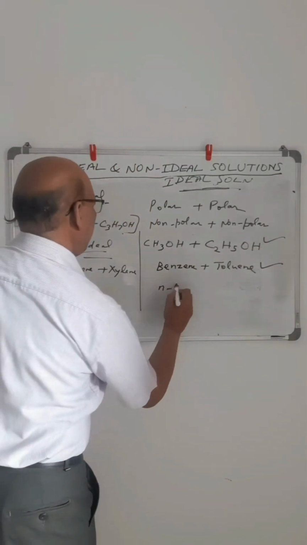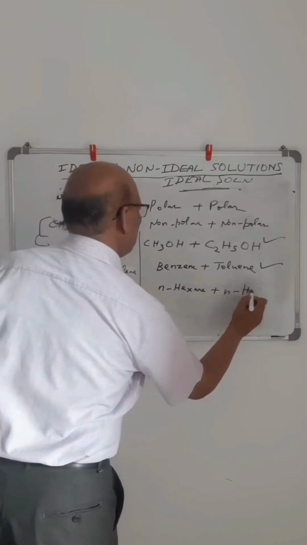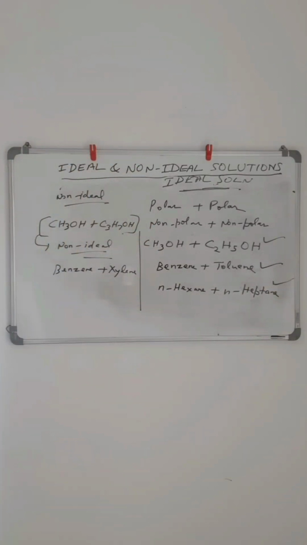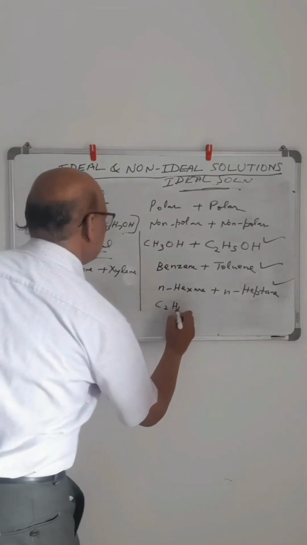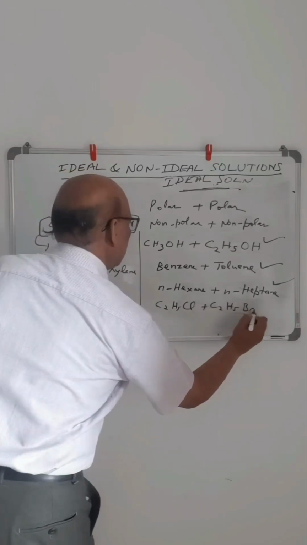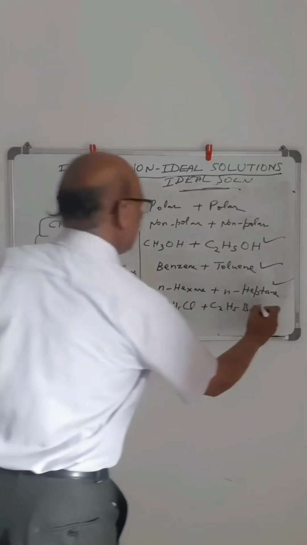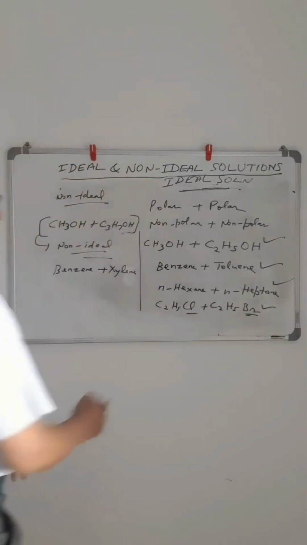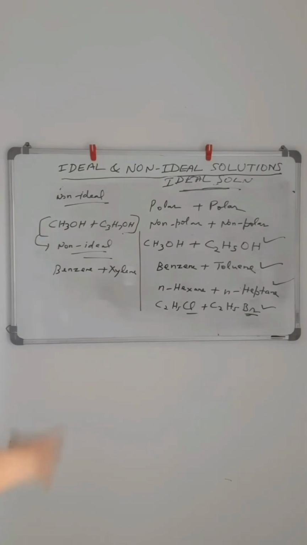Okay, and if I take n-hexane plus n-heptane, that will also form an ideal solution. Say I take C2H5Cl plus C2H5Br, that will also form an ideal solution because chlorine and bromine are both adjacent to each other in the group. So with this we know which solutions can behave as ideal solutions and which can behave as non-ideal.